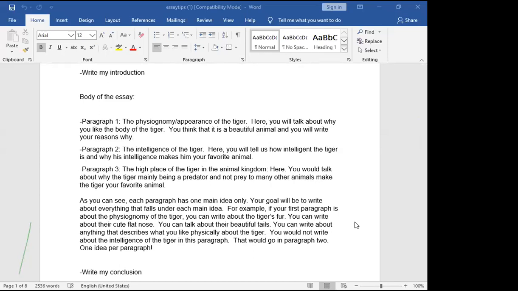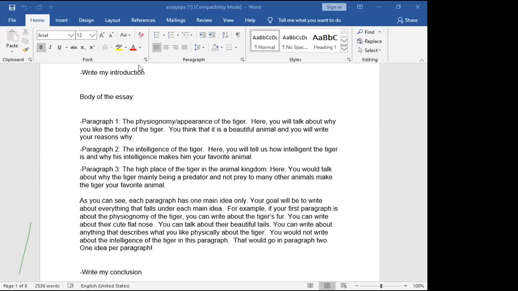As you can see, each paragraph has one main idea only. Your goal will be to write about everything that falls under each main idea. For example, if your first paragraph is about physiognomy, we said physiognomy would match the word appearance of the tiger. You can write about the tiger's fur. You can write about their cute flat nose.